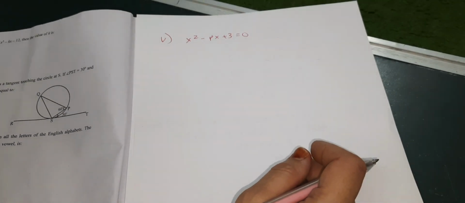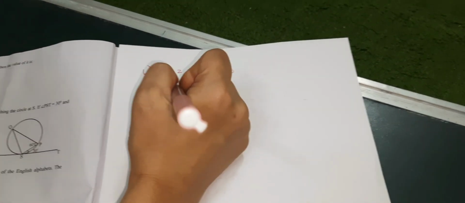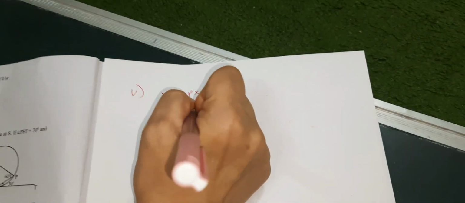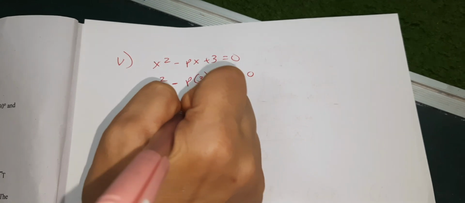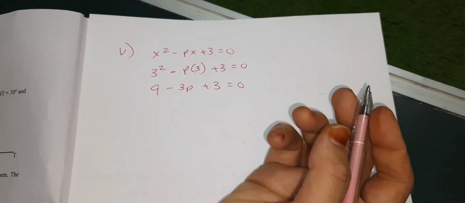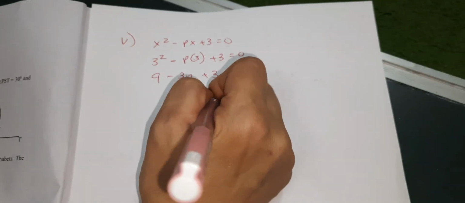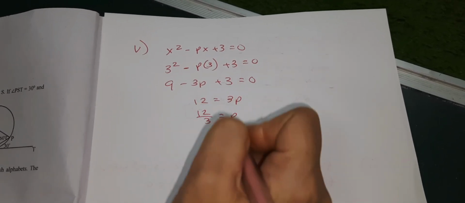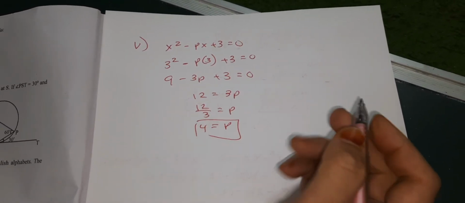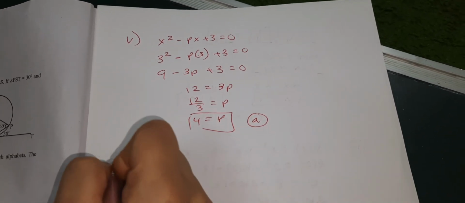If 3 is a root of the quadratic equation x squared minus px plus 3 is equal to 0. If it's a root, means you simply plug in the value of 3 for x and you can figure out what p is. So 3 squared minus p into 3 plus 3 is equal to 0. That's 9 minus 3p plus 3 is equal to 0. And bring the 3p on the other side. 3p is equal to 12. 12 over 3 is p. P has to be 4. That's option A. Okay. Sixth one.